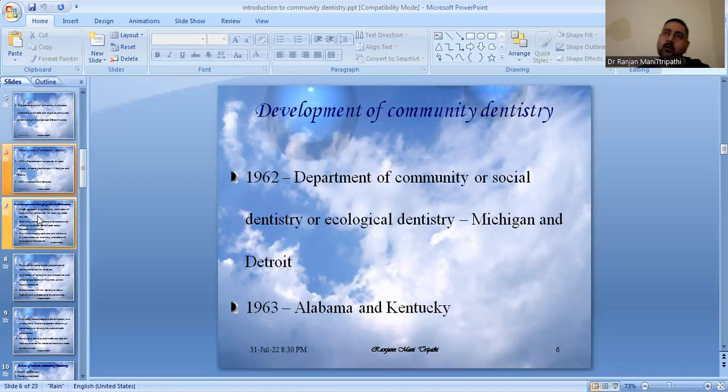Now, if we discuss the development of community dentistry, there were several different phases of development, how it was developed and in what way. In 1962, the Department of Community or Social Dentistry or Ecological Dentistry was set up in Michigan and Detroit. In 1963, it was developed in Alabama and Kentucky.